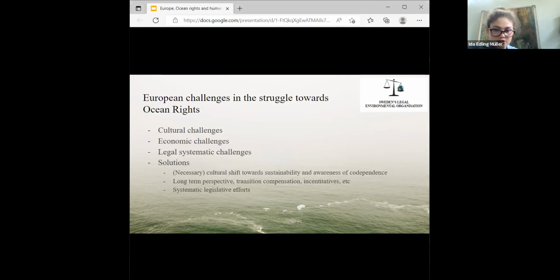So there are a range of European challenges in the struggle towards ocean rights. Cultural and economic challenges need to be overcome by the cultural shift towards sustainability and awareness of codependence that is necessary to tackle the global crisis of mass extinction and climate emergency. Systematic legal challenges can be overcome through coordinated legislative efforts. It is possible, as has been shown before.